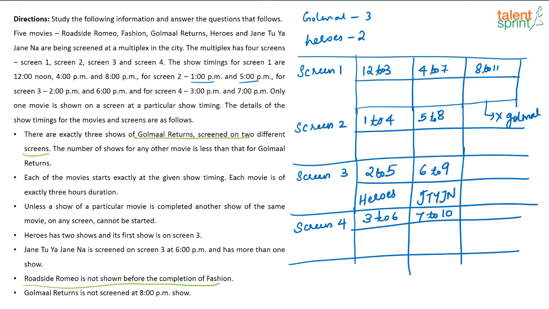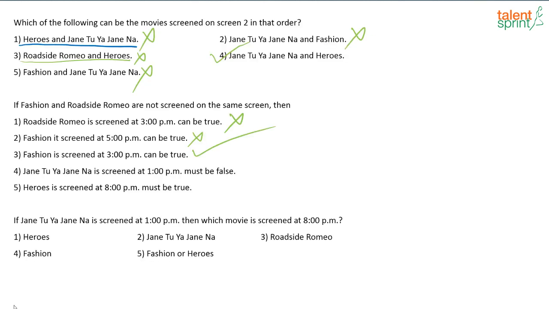It is possible. So, it must be false, will not be true. You can just go back to the previous question in the archives and check. I think when we solved, we already got that Jane Tu Ya Jane Na can be screened at 1 p.m. Okay. Now, Heroes is screened at 8 p.m. must be true. It needn't be true, right?